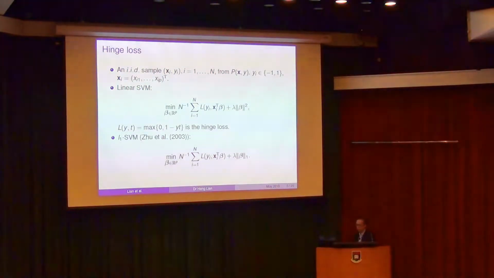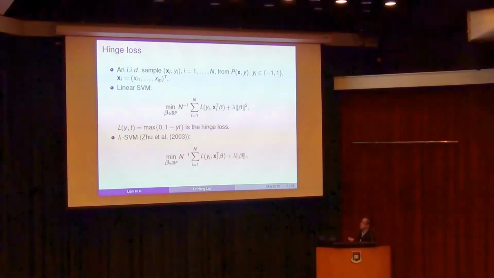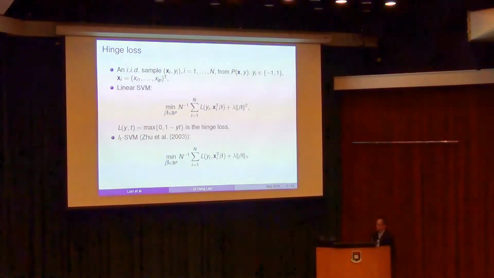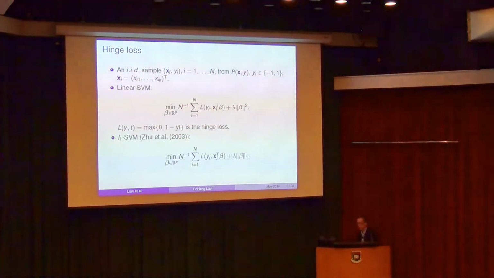Now for conventional reasons, we just switch the position of the two terms. So we write the loss function first. So the loss function, we use capital L to denote the loss function, which is just the function written on the previous slide, plus some square of the norm of the beta.